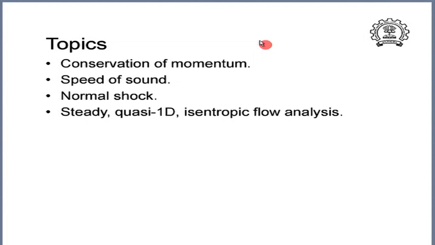As far as topics number 3 and 4 are concerned, the normal shock and the steady quasi 1D isentropic flow, it's not necessary that you go in this particular order. In fact, if you open books, it is possible that authors prefer to discuss steady quasi 1D isentropic flow before the discussion of normal shock. It's a personal choice really, and what I would like to convey is that you should feel free to pursue these topics in whichever sequence you like. For some reason right now I am going as I have listed on the board here. After speed of sound I will talk about the normal shock phenomenon, and then steady quasi 1D isentropic flow analysis.